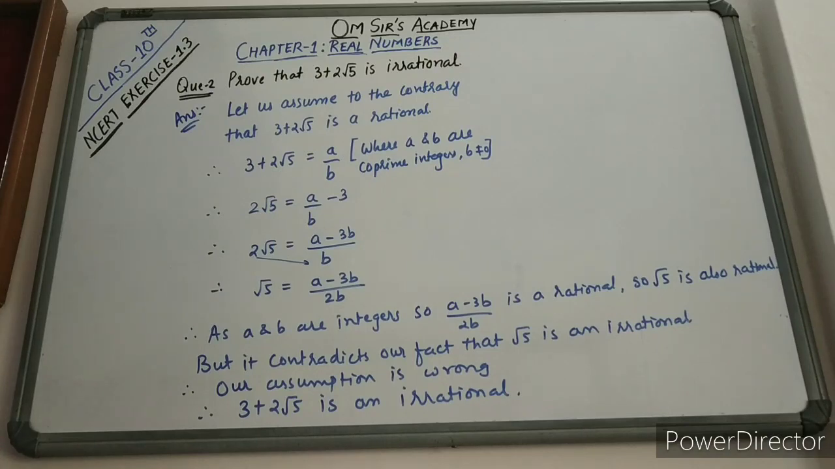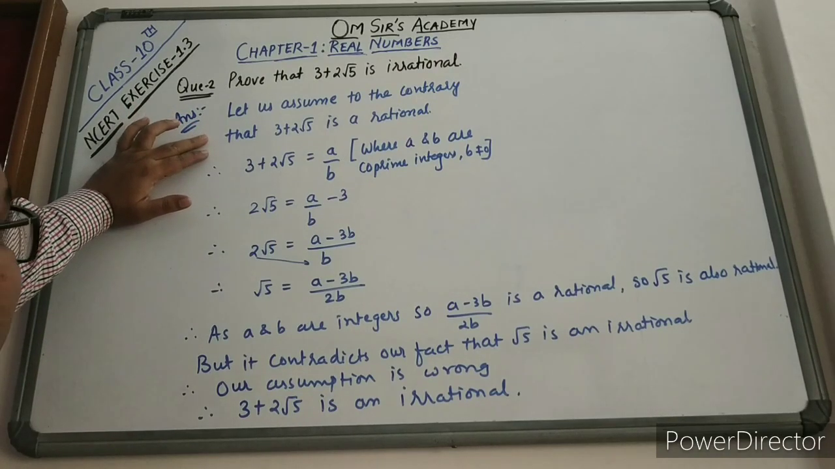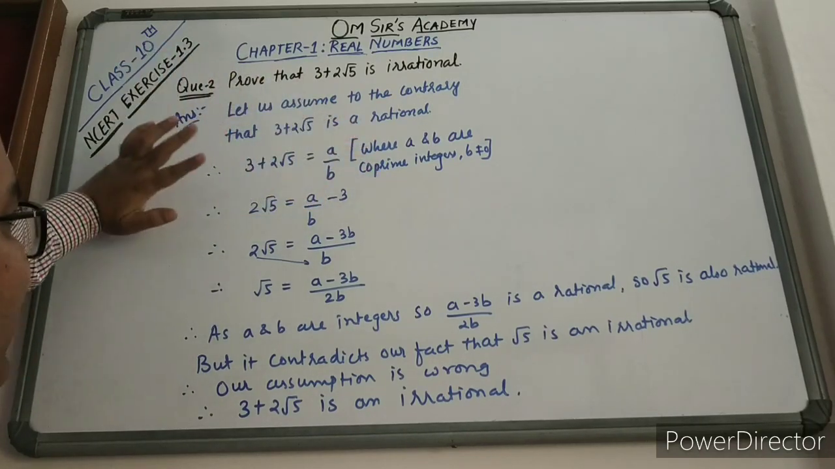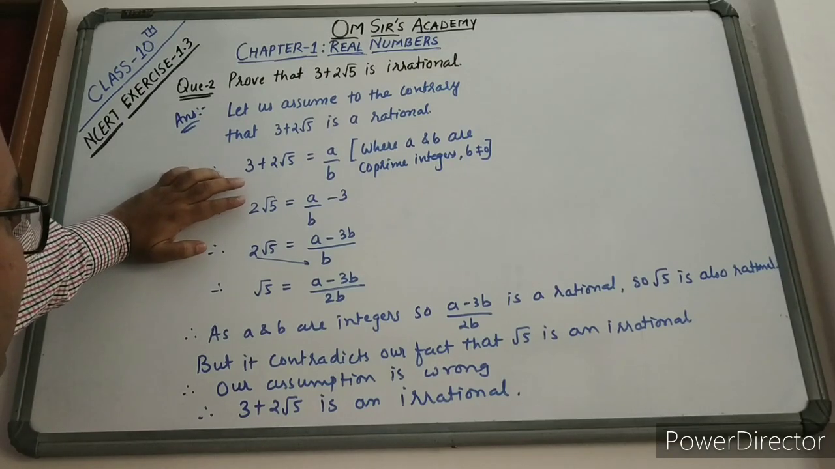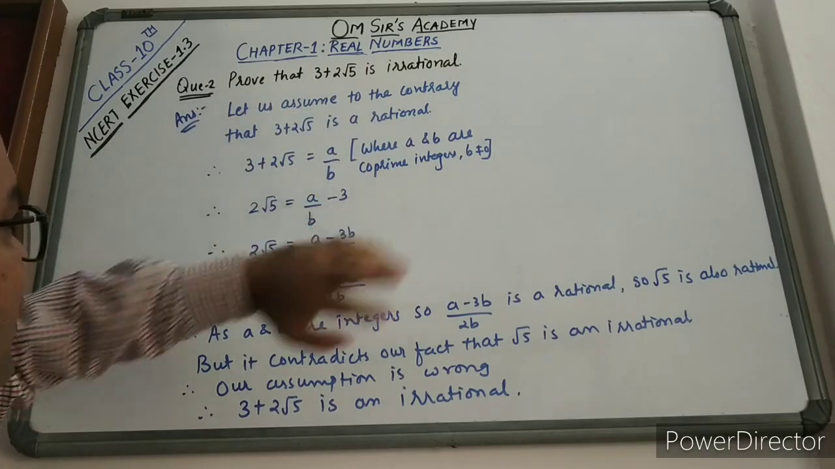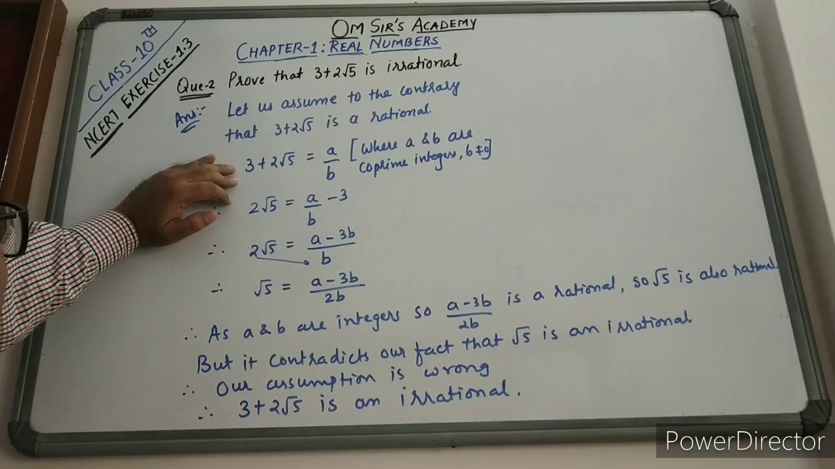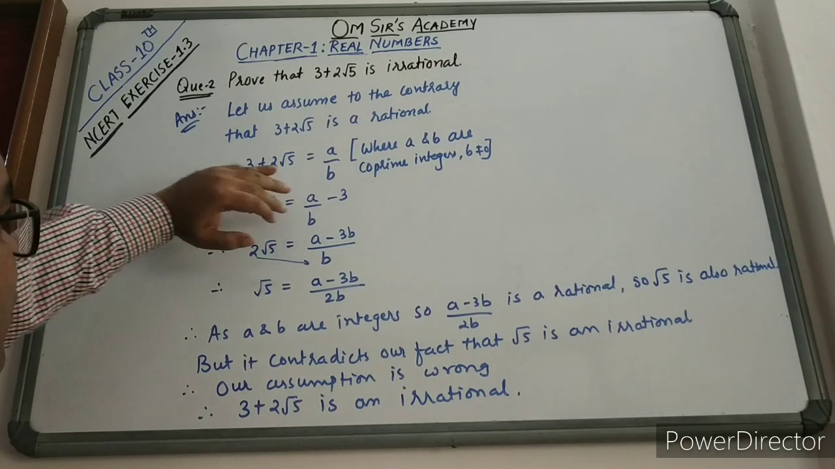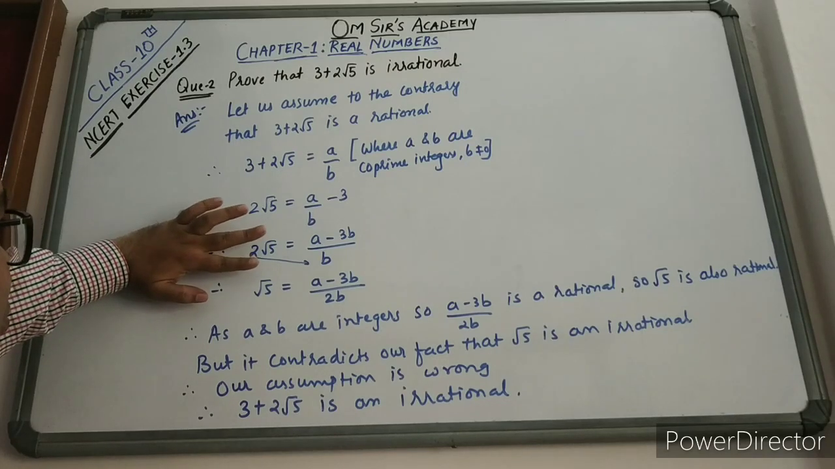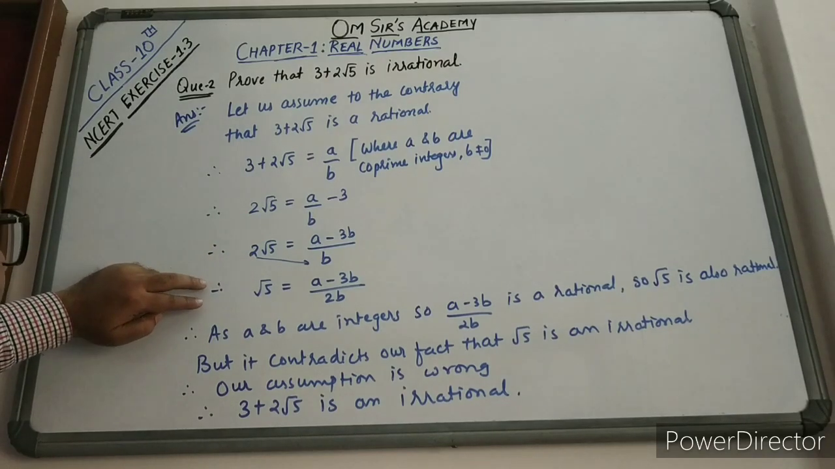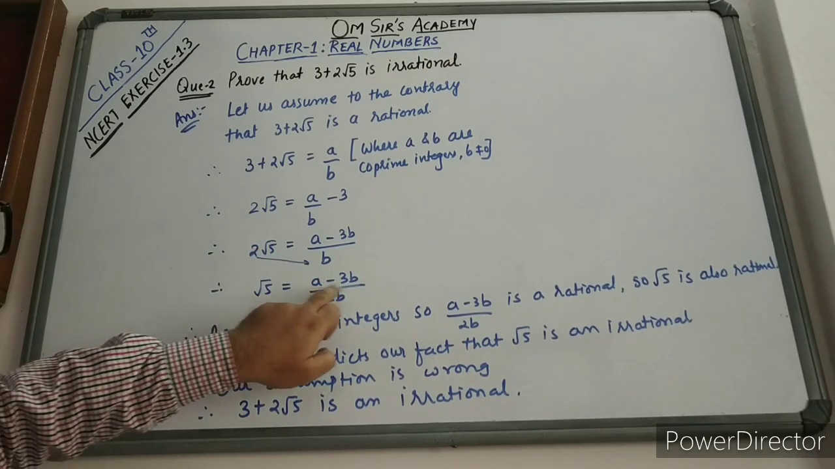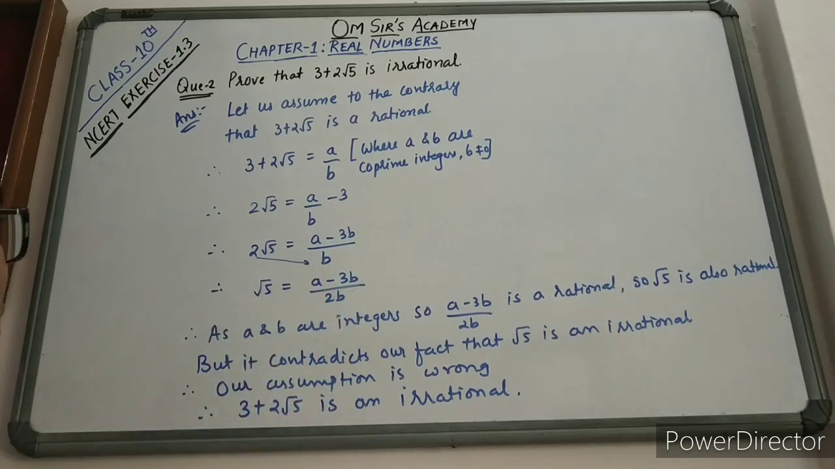Okay, so first we assumed that 3 plus 2 root 5 is rational. It is rational, so we can write it in a upon b form, where a and b are co-prime integers and b is not equal to 0. And then I took this 3 to the next side. Is it clear? So 2 root 5 is equal to a upon b minus 3. Therefore 2 root 5 is equal to a minus 3b upon b. So this 2 I am taking to this side, it will be root 5 equals to a minus 3b upon 2b. Is it clear?